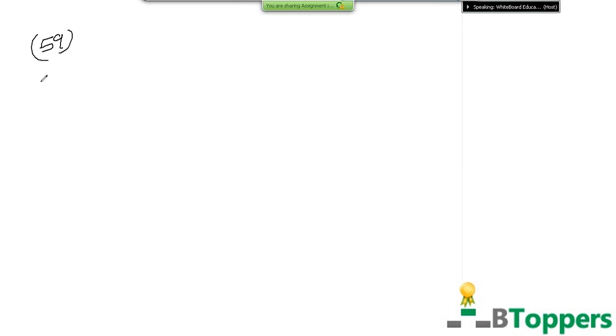So in the question number 59 it is given that the body is projected horizontally from vertical height h equal to 80 meters above the level ground.